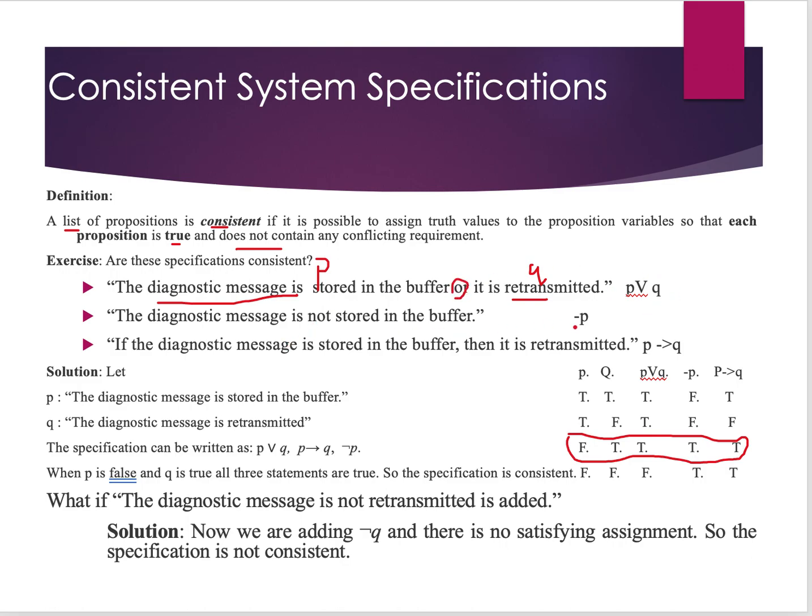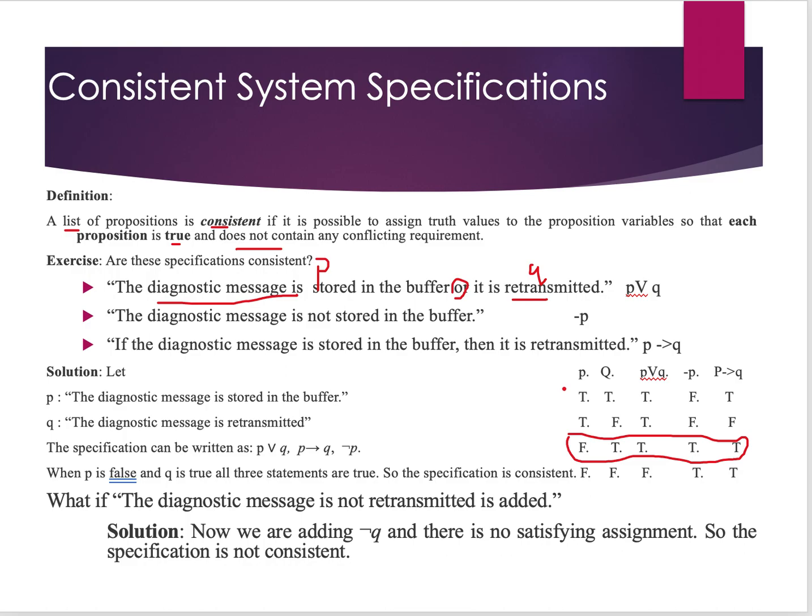The second one, the compound proposition is a negation, so we put the negation sign here. In this one, I just put negative. If the diagnostic message is stored in the buffer, then it is retransmitted. So I put it like this, in the conditional. So in order for us to identify which option is consistent, we can use a truth table.